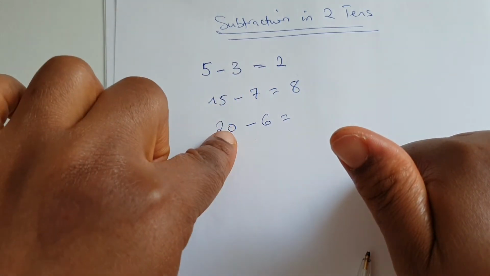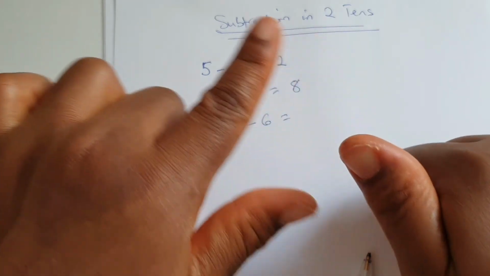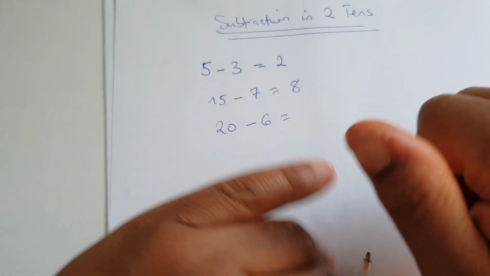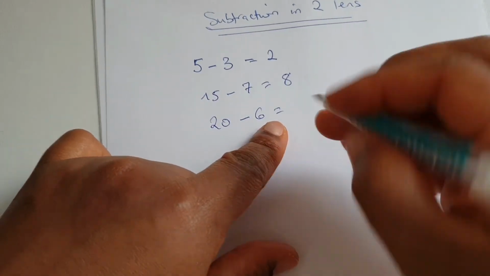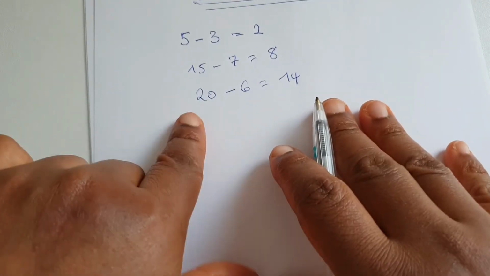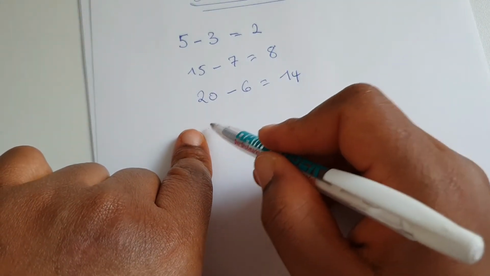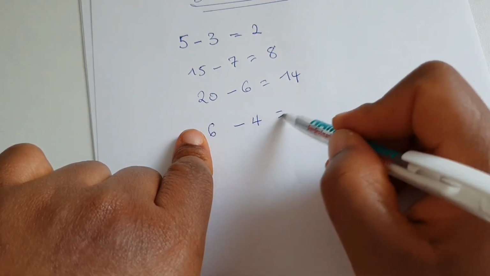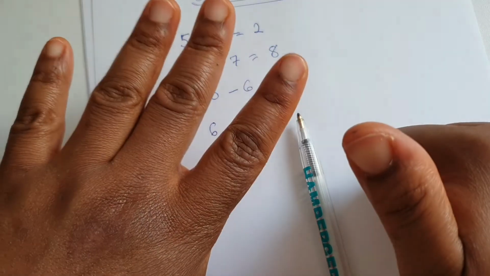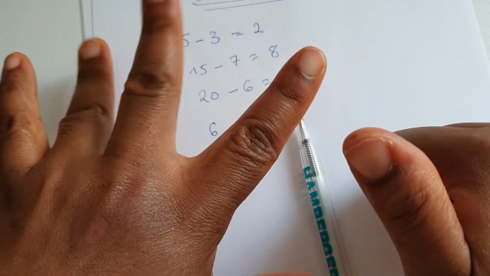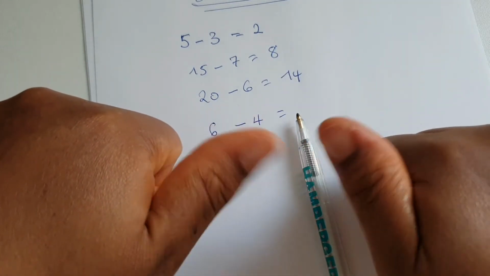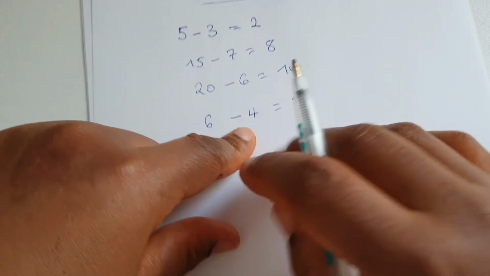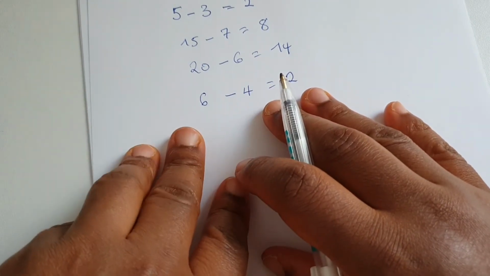I have already 20. I'll count 19, 18, 17, 16, 15, and then 14, and my answer will be 14. Okay, then let me say I have 6 and I have to subtract 4 from 6. So I have 6 fingers. Let me take 1, 2, 3, 4 away, and I have these 2 fingers remaining. Then it's 2. Okay, so let's do one more last one.